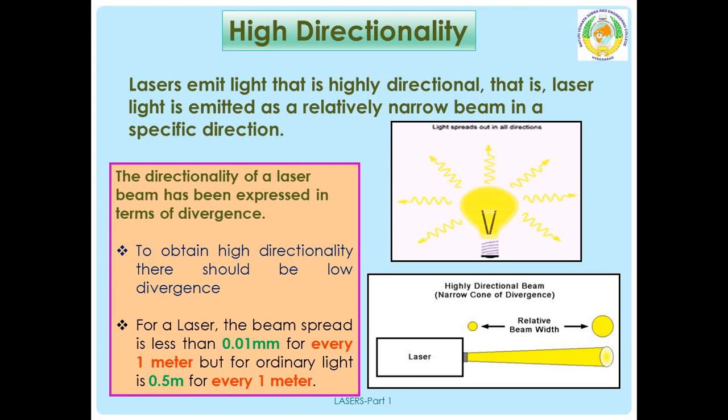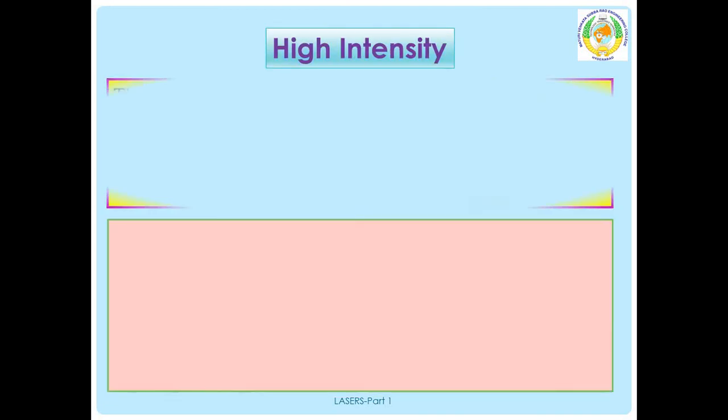So to obtain high directionality, there should be low divergence. If I take a laser beam, the beam spread is less than 0.01 mm for every 1 meter. That means if the laser light travels for 1 meter, the spread in the beam is less than 0.01 mm. Whereas in the case of an ordinary light, for the same distance traveled, that is 1 meter, the spread is around 0.5 meter. This clearly shows how directional the laser light is when compared to ordinary light.